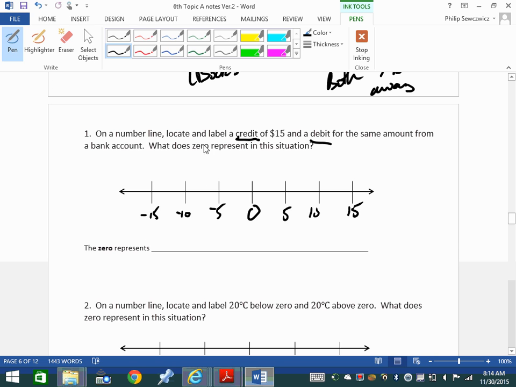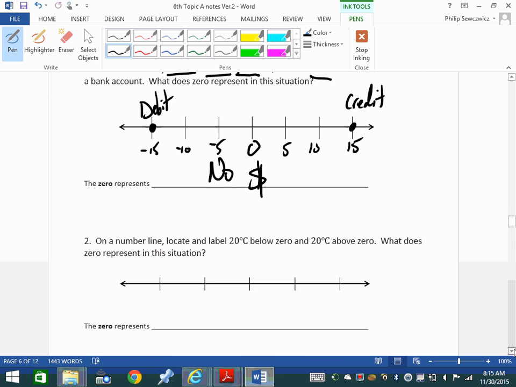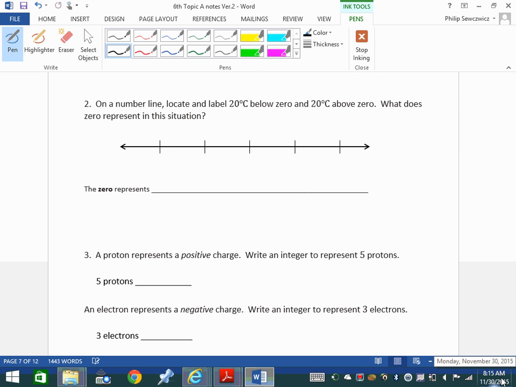So locate and label. All right, so right here, this is our credit. And then this is our debit, because again, it's taking money away from the account. Again, the key thing here is to locate it and label it. That's what we want there. 0 represents no money. Yeah, no money there.